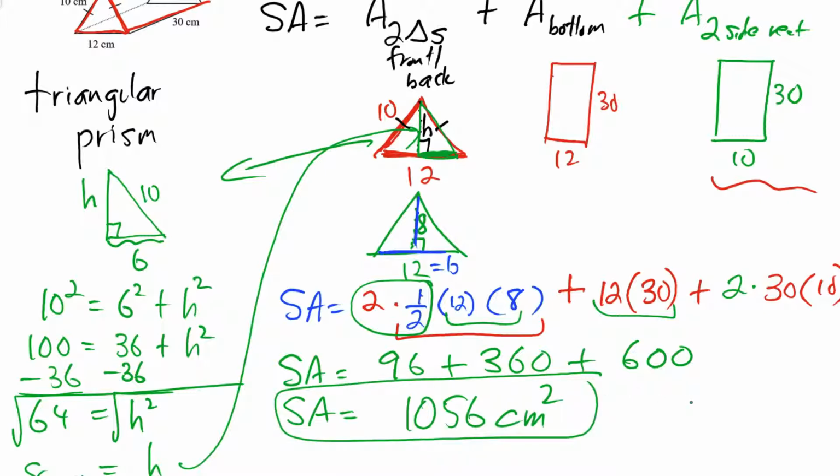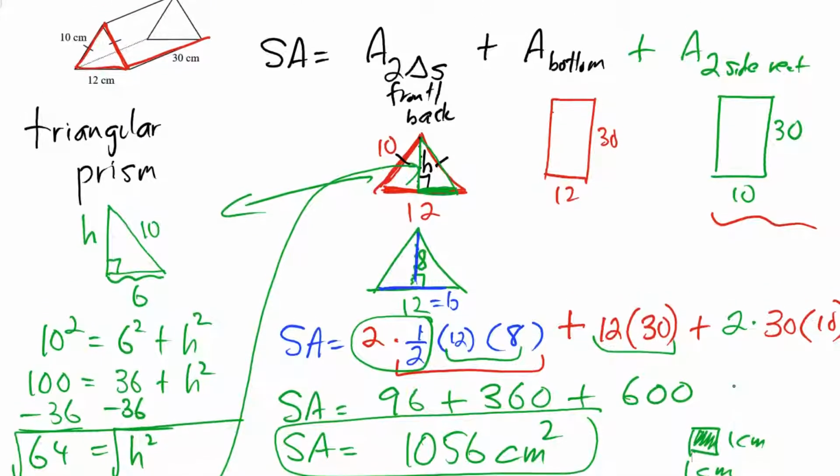It's this many 1 centimeter by 1 centimeter squares that it would take to cover the surface of a triangular prism with the dimensions given.